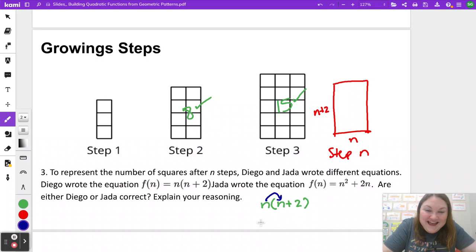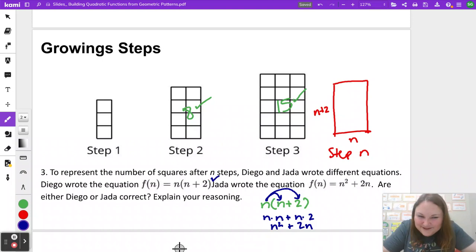You could do n times n and n times 2 there. And if you do that, n times n we've seen before, and we've said that's the same thing as n squared, and n times 2 is 2n. And so if we said this is a correct equation, it means this one here is equivalent. It says the same thing. And so that one also would be a correct equation to write.